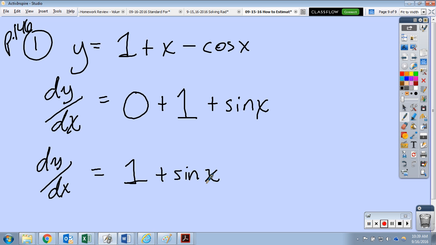And it says use your grapher to support your analysis if you are unsure of your answer. So you guys could use Desmos or a graphing calculator.